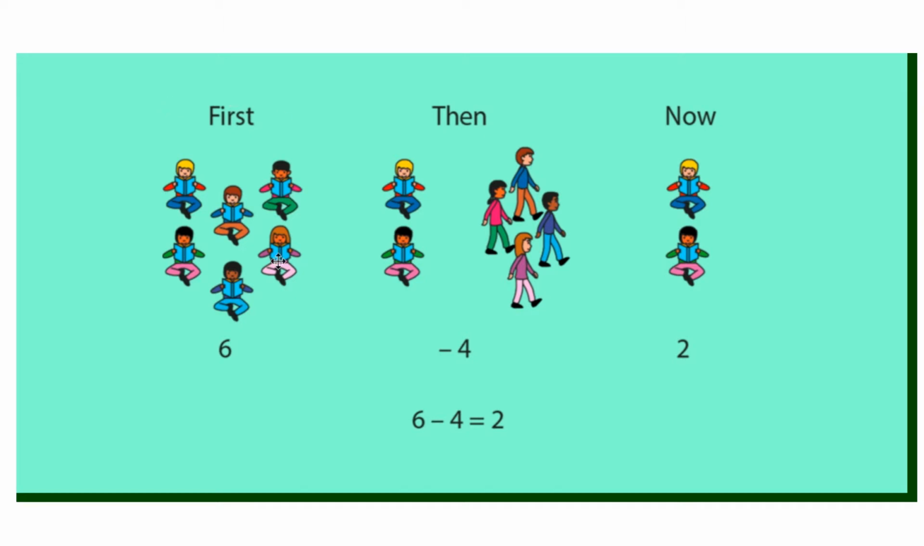And this one, it was first we had 6 children reading a book, then 4 walked away. Now that left 2 children reading a book. So that means 6 take away 4 equals 2.